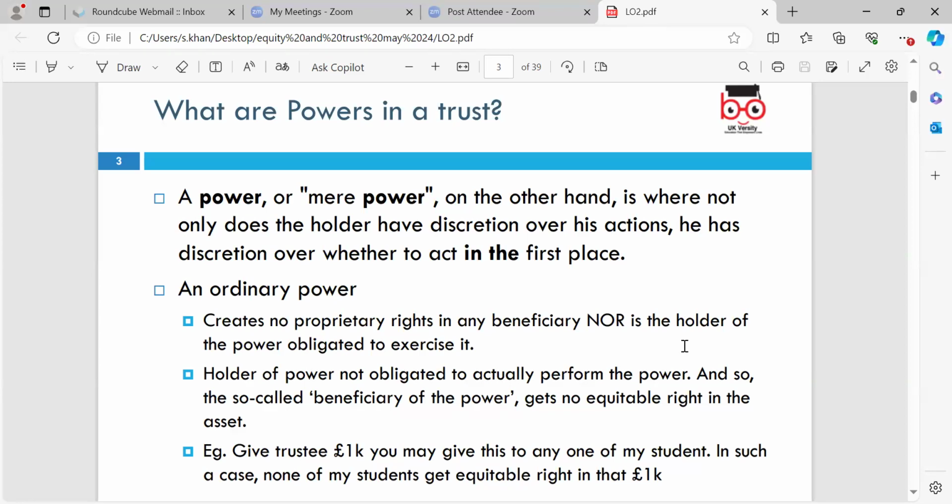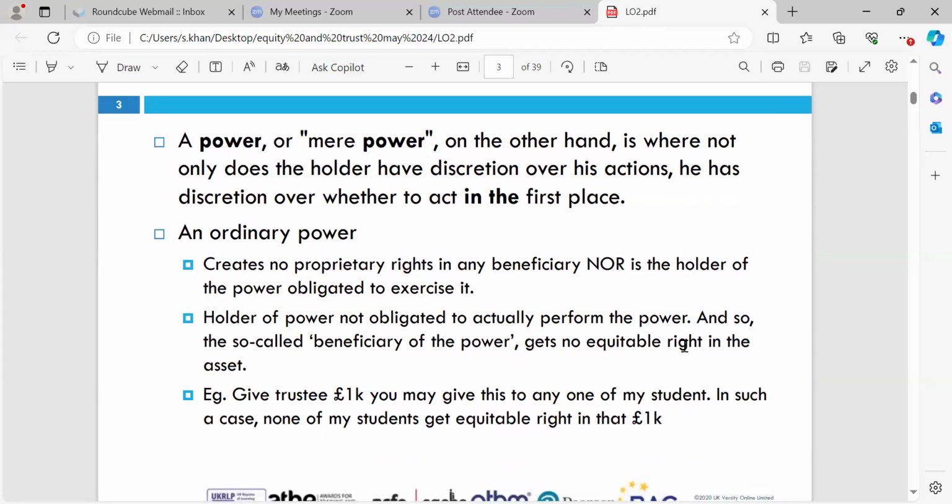So, you know, it needs to be taken into account. Under a trust power, the holder is under an obligation to appoint the property, but has the power to select who to give it to. So a trust power is imperative, but a bare or mere power is permissive only. The key question here is to ask, does the clause create an obligation to appoint? So it's really important. It creates no proprietary rights in any beneficiary, nor is the holder of the power obligated to exercise it. The holder of the power is not obligated to actually perform the power, and the so-called beneficiary of the power gets no equitable right in the asset.